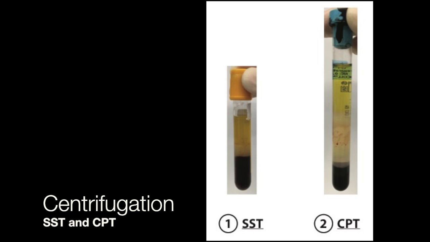After centrifugation, SST tubes will look like this, with red blood cells at the bottom, the gel layer in the middle, and serum layer on top. The CPT tube will also have the red blood cells on the bottom, followed by the density solution layer, the gel layer, mononuclear cell and platelet layer, and plasma layer on top.